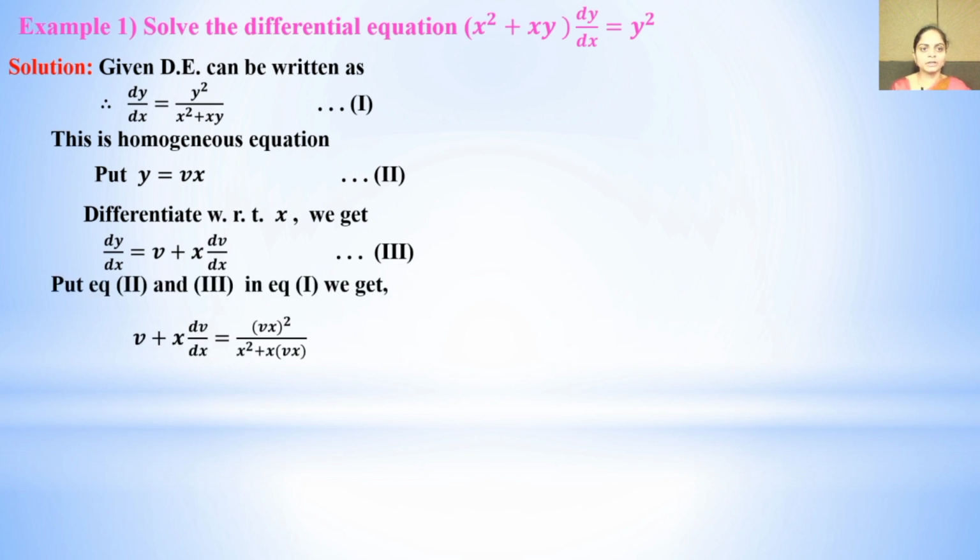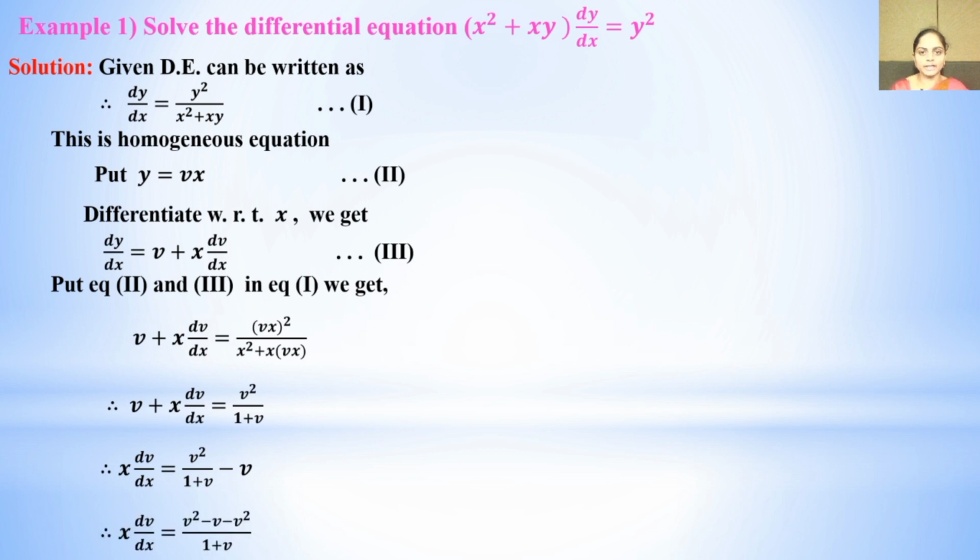We get v plus x into dv by dx is equal to (vx)whole square divided by x square plus x into vx. On solving, we get v plus x into dv by dx is equal to v square divided by 1 plus v. Now, we shift the term v to the RHS. We get x into dv by dx is equal to v square divided by 1 plus v minus v.